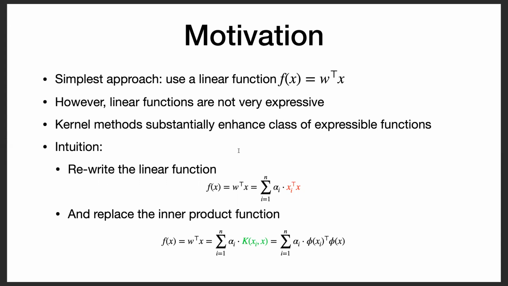You start by rewriting the linear function. Specifically, you rewrite the weight vector that characterizes your linear function as some linear combination of your training data points. Now you can write the output of the linear function as a sum over the training data points times some parameter alpha i, which denotes the weight that you give to this training data point, times the inner product of the training data point with your test point x.